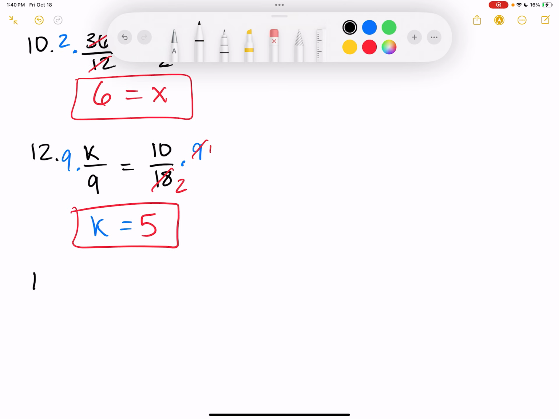14. D over 5 equals 80 over 100. So when I have numbers that are increments of 10, when there's zeros on the end, I think I've shown this to you before, I can go ahead and just cross out the zeros, and now I'm left with 8 over 10 just to make my math easier. But what would I do technically as my first step now? Multiply by 5. So D equals 4.